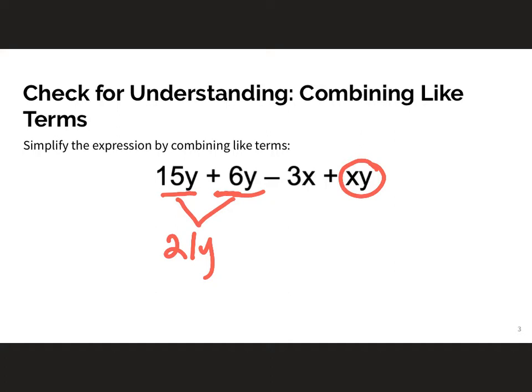And I'm going to use blue for this, right? And I'm going to attach a sign to it, right? So I have negative 3x, right? And I don't see another like term to negative 3x for the same reason why I knew that xy wasn't going to be a like term to y, right? So I'm just going to bring down the minus 3x because I don't have a like term to it. And then I'm going to bring down this plus xy because it's lonely, doesn't have a friend.